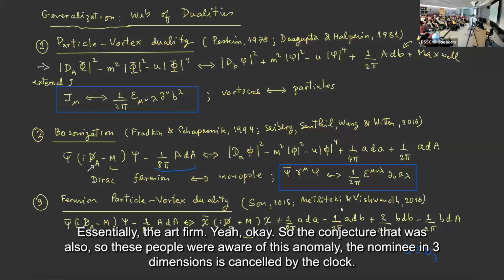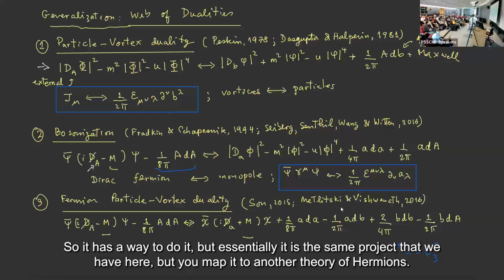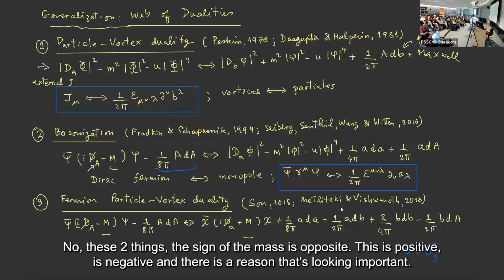Okay, so these people were aware of this anomaly. The anomaly in three dimensions is cancelled by the bulk, so they had a way to do it. But essentially, it's the same object that we have here, but you map it to another theory of fermions. Notice two things: the sign of the mass is opposite. So if this is positive, here it is negative, and vice versa, and that's going to be important.